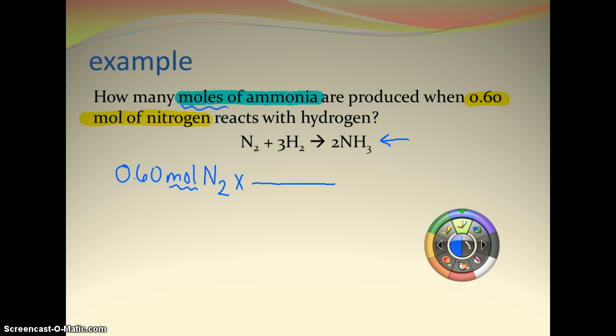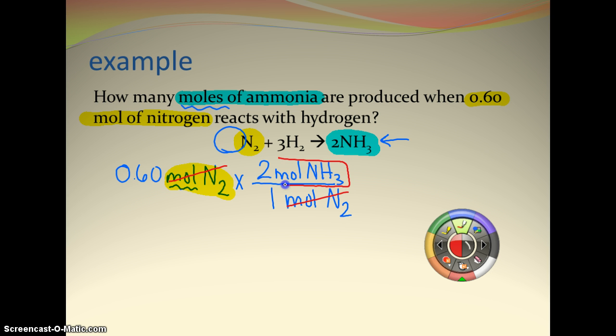Since we're trying to get to ammonia, you're going to have to look at the coefficient for ammonia. That's what we want. That's going to go in the numerator. 2 mole NH3. We're trying to get rid of moles of nitrogen, so moles of nitrogen is going to have to go in the denominator. The coefficient here, since there isn't one written, is understood to be a 1. So now you can see that your moles of N2 unit cancels. You're left with moles of NH3, which is what you are trying to find up here.